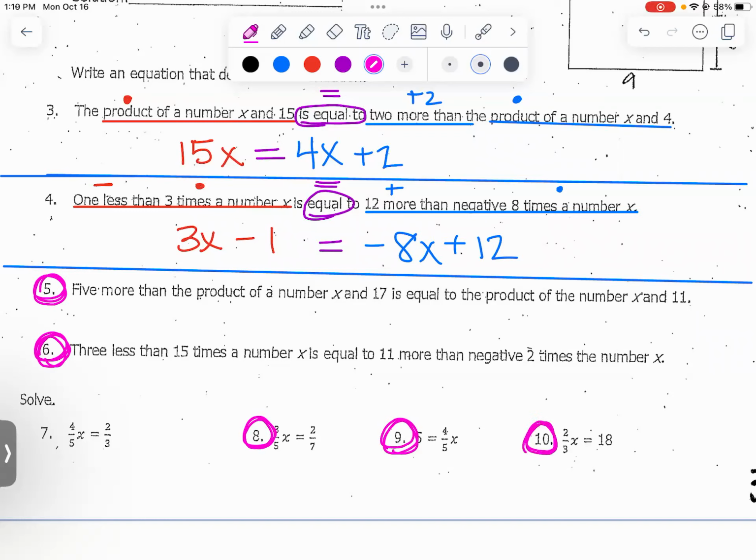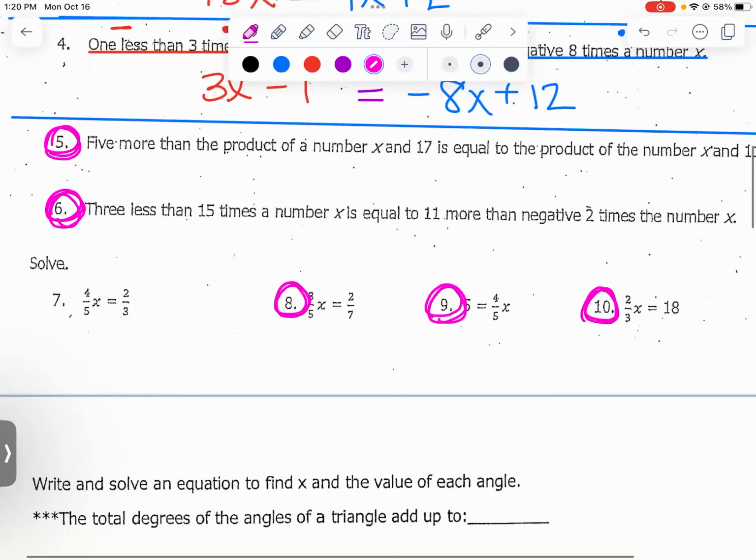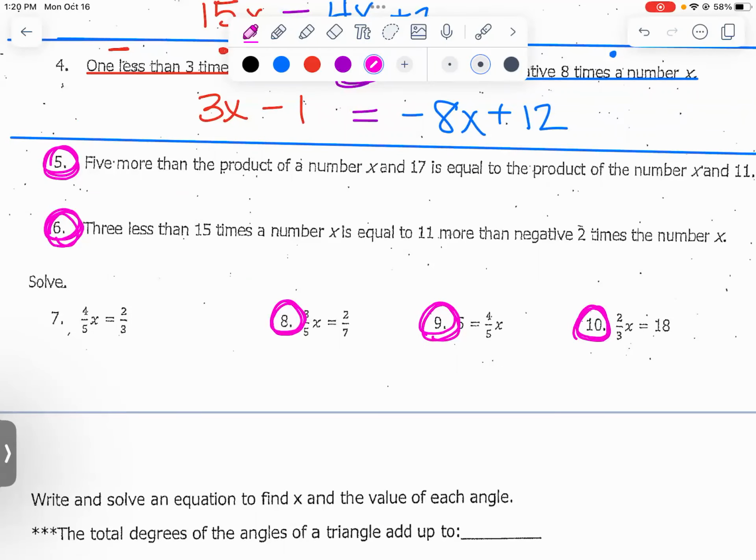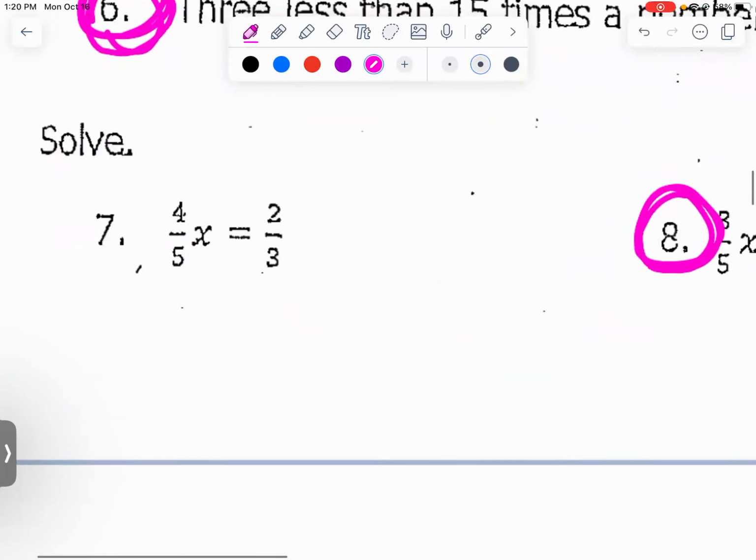What I'd like you to do is circle 5 and 6. Circle 8, 9, and 10. Wait, what do I circle? 5 and 6, 8, 9, and 10. We're on page 39. I didn't know you were. 5 and 6. Okay. 6 and 8, 9, 10. And we're going to do number 7 together.